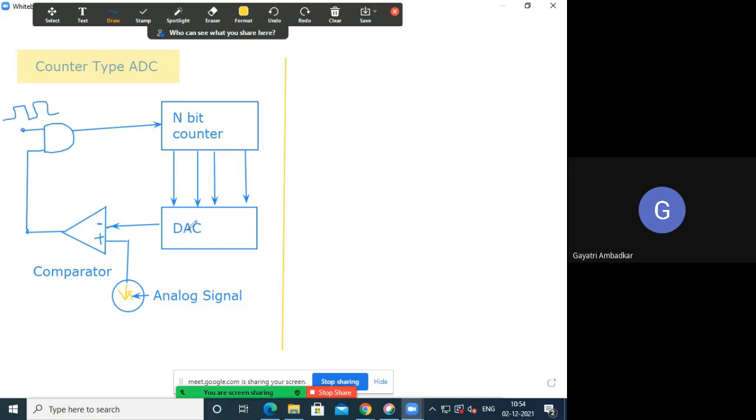So this DAC will receive that 0, 0, 0, 0 and it will convert it into equivalent analog voltage. So equivalent analog output for all 0 is 0. So here it will become 0. Now this is a comparator. This is analog signal and this is the another analog signal.